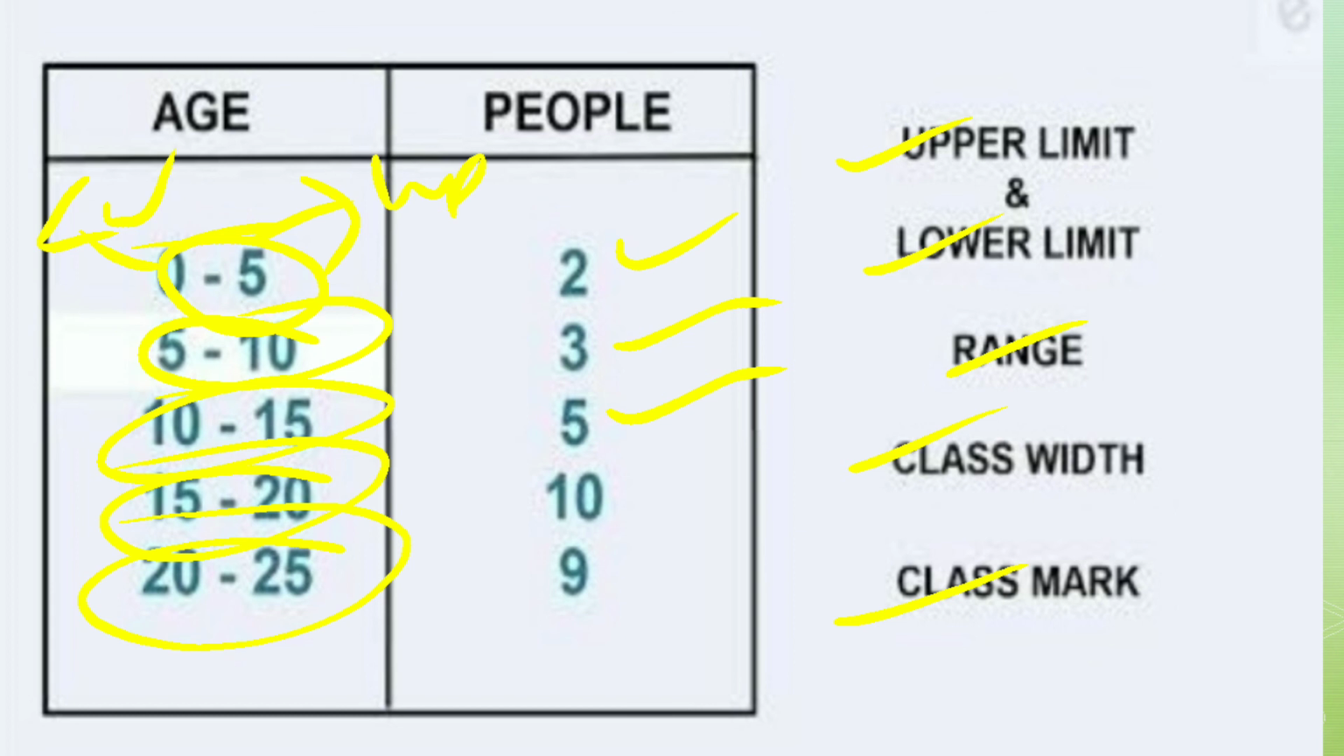Now with class width, you can find the class width of each interval. Suppose you have to find the class width of 0 and 5: the difference between the higher limit and the lower limit gives the class width. When you have to find the class mark, take the sum of the lower limit and upper limit divided by 2, and then you will find the class mark. I hope that everyone understood.